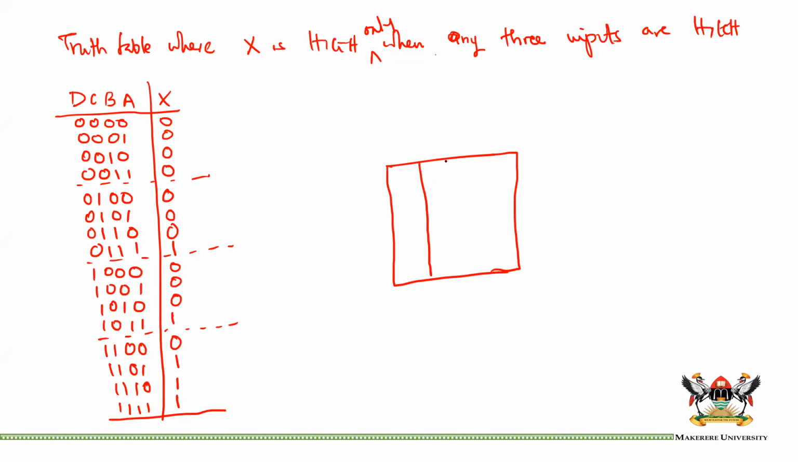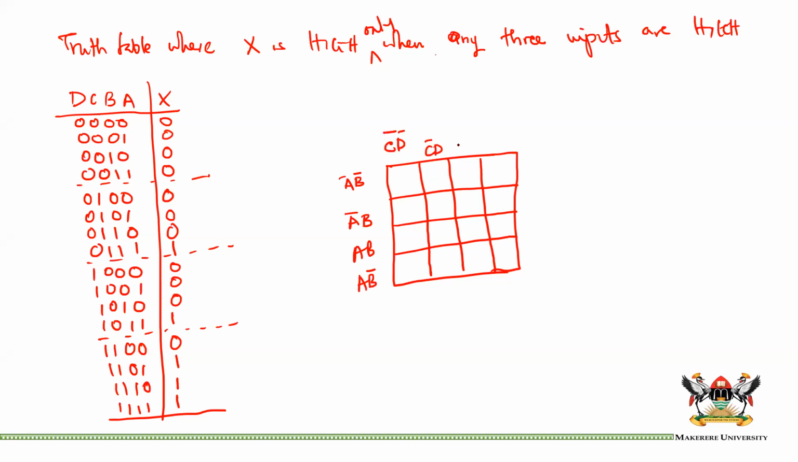So now we can draw our K-map. Then we will have A inverse B inverse, A inverse B, AB and AB inverse. That's C inverse D inverse, C inverse D, CD, CD inverse. Right, so we are looking for the ones because once we put the ones, we know that all the others will be 0.